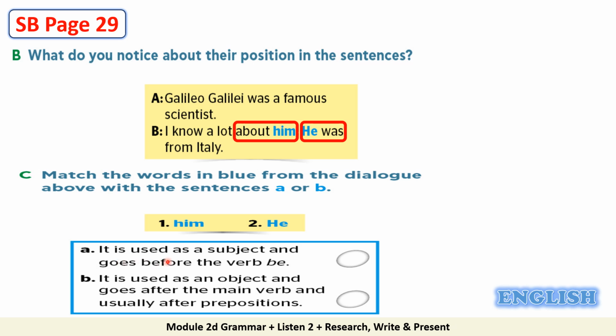A. It is used as a subject and goes before the verb be. Well done, students. That's he. It is used as a subject and goes before the verb be. Let's move to the second sentence. B. It is used as an object and goes after the main verb and usually after prepositions. That's him. Well done, students. Note, it goes after the preposition about and after the verb. I know a lot about him. Well done, students. All your answers are correct.